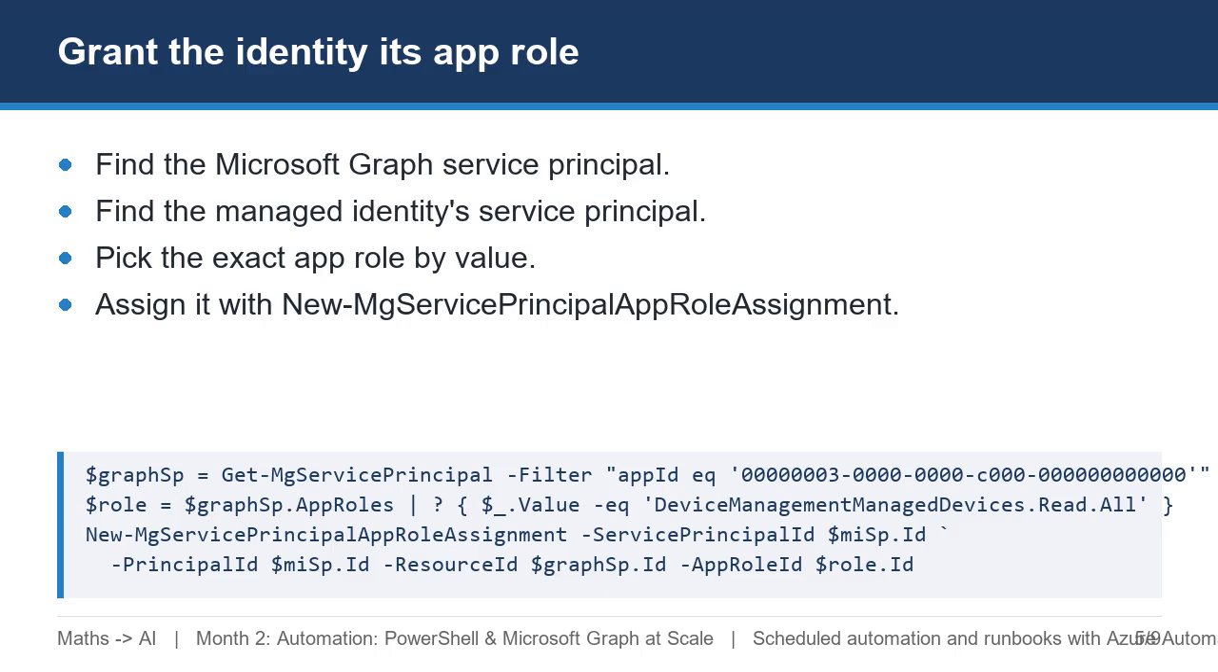Granting the permission can itself be scripted. You find the Microsoft Graph service principal, that well-known app ID starting with 0003, and your managed identity's service principal. Then you pick the exact app role you want by its value, like DeviceManagementManagedDevices.Read.All, and assign it with New-MgServicePrincipalAppRoleAssignment. An admin runs this once. Now your runbook's identity can read managed devices and nothing else.